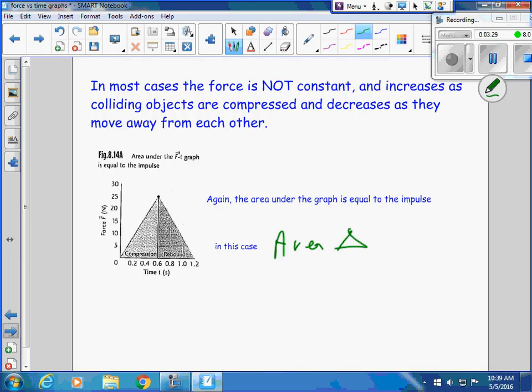In this case here, 25 is the height. The base is from 0 to 1.2, and we divide by 2. Why do we divide by 2? It's a triangle. So it's going to be 25 times 0.6. I don't even have the answer here. 12. Someone do that for me. I can't do it in my head today.